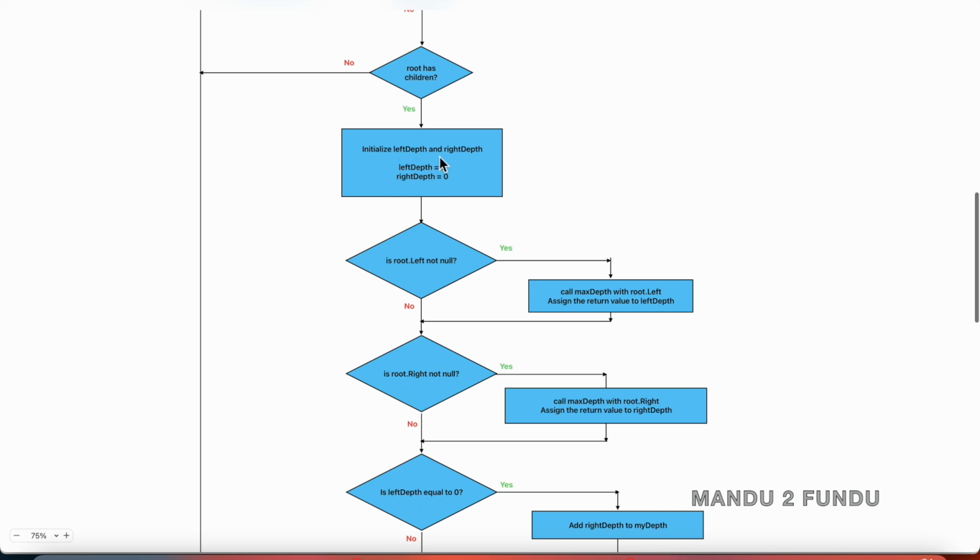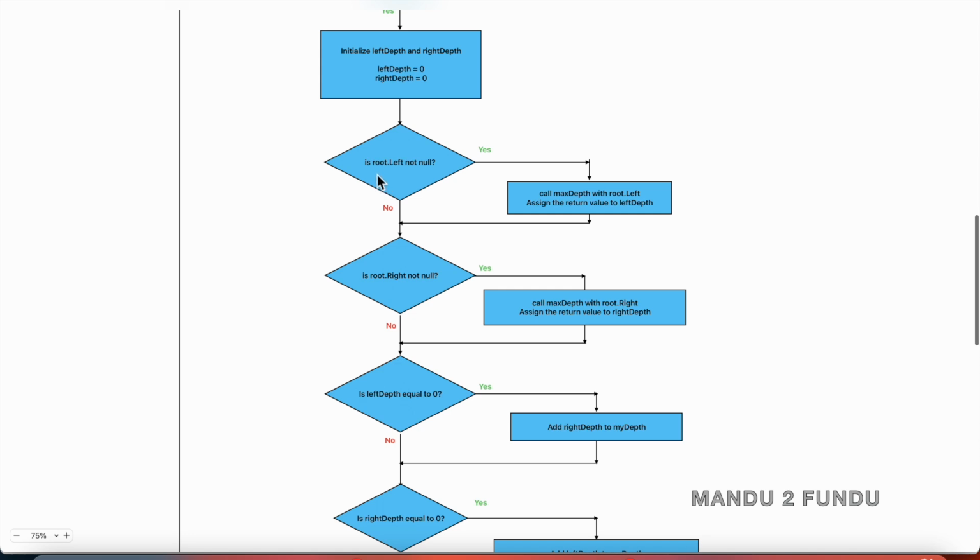Otherwise, we initialize the left depth and the right depth variables to 0. Then if the current node has the left child, we make a recursive call to max depth to process the left child and assign the return value to left depth. And next, if the current node has a right child, then we make a recursive call to process the right child and assign the return value to right depth.